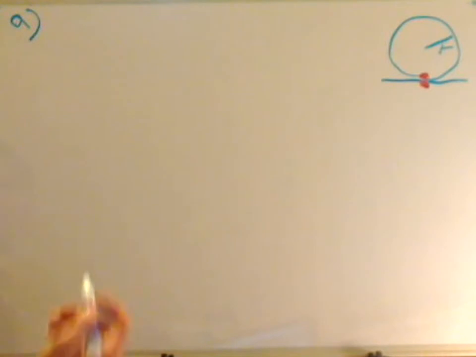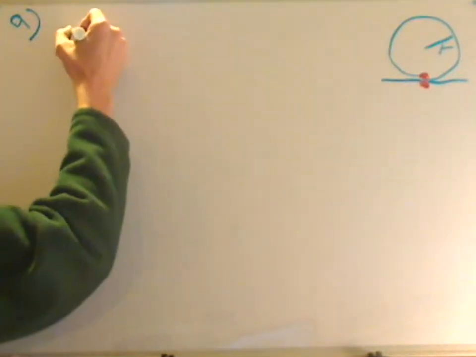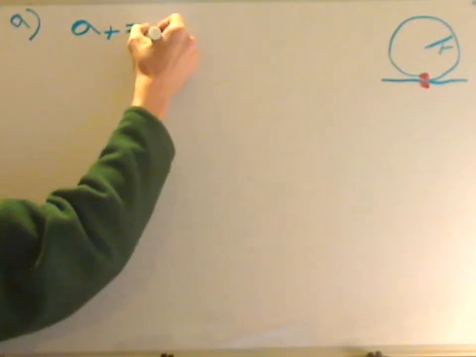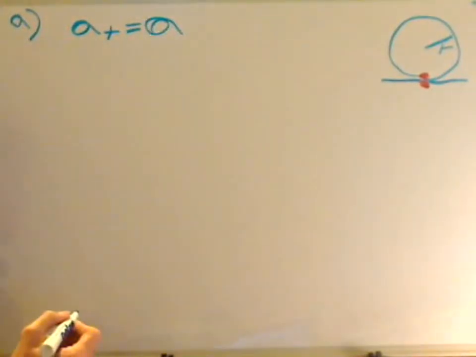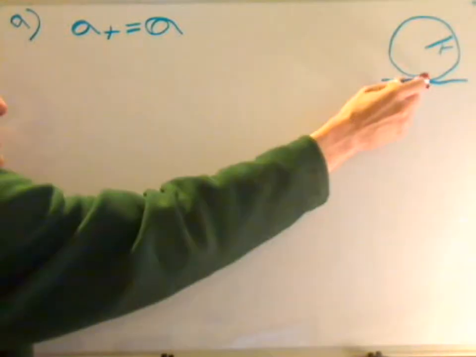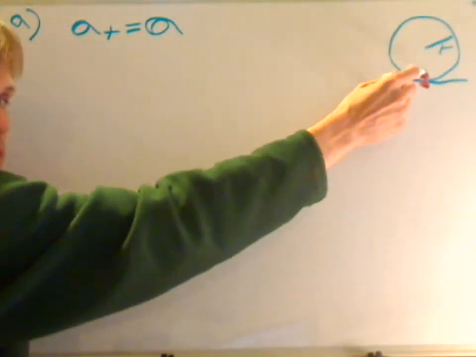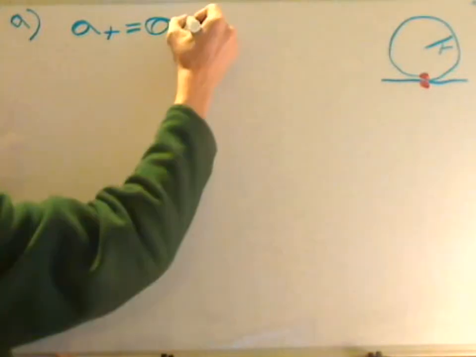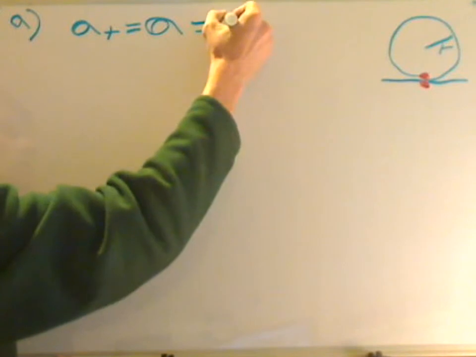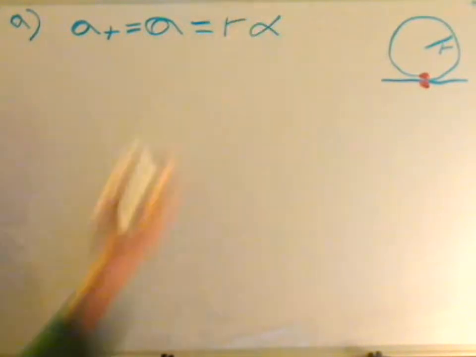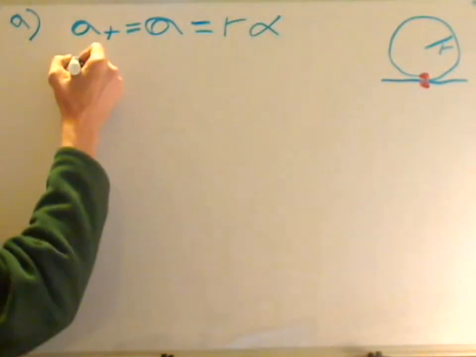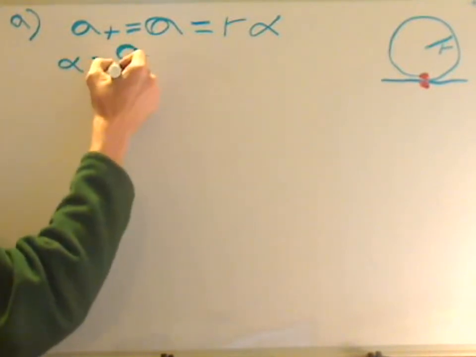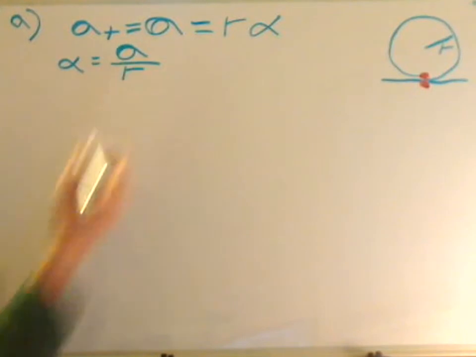So if that's the case, then the tangential acceleration is equal to the acceleration of the car. Okay? So the tangential acceleration of this little point on the tire is the same as the acceleration of the car. Therefore, the tangential acceleration is r times the angular acceleration. So angular acceleration is the acceleration of the car divided by the radius of the tire.